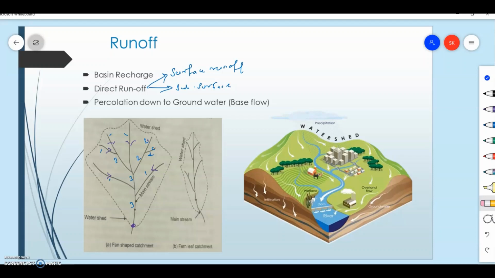Now we will also discuss some basic terms generally used in hydrology. What is meant by basin, what is meant by stream, overland flow, like that.